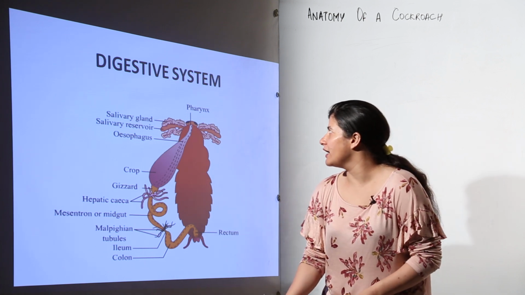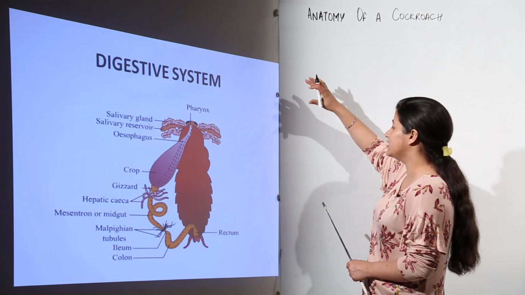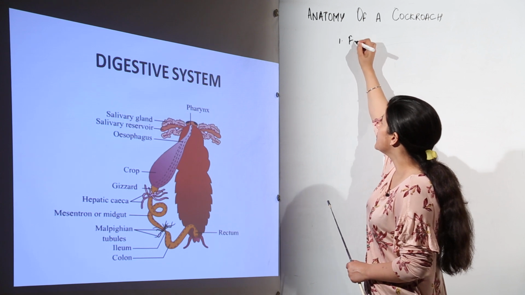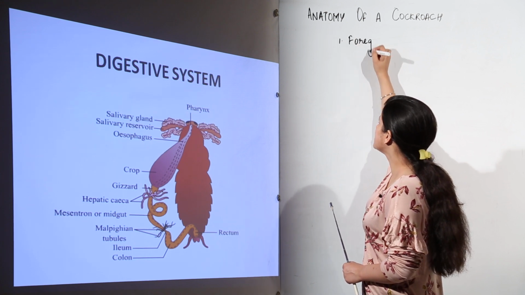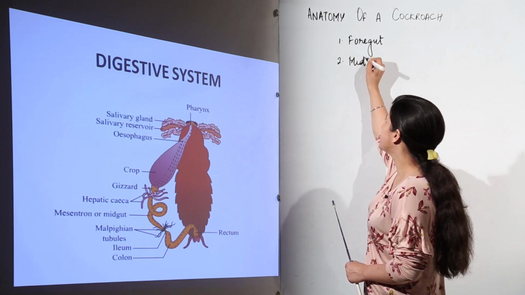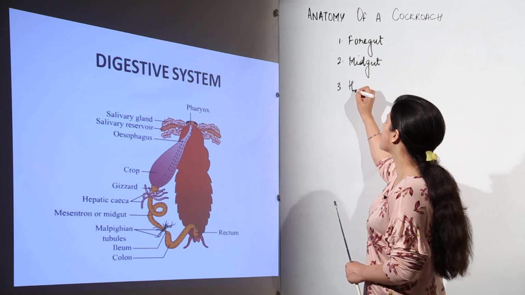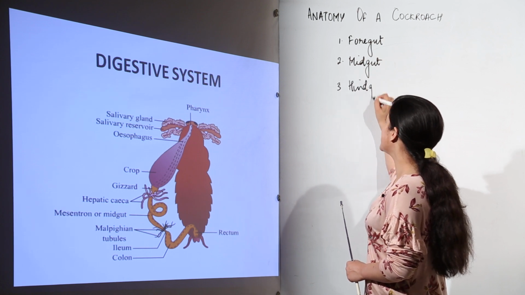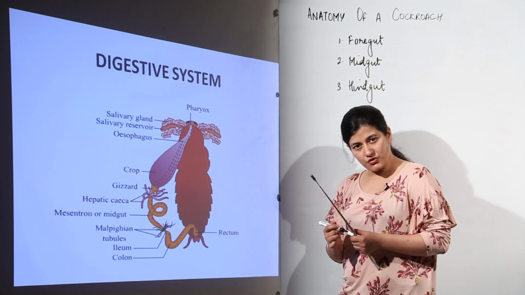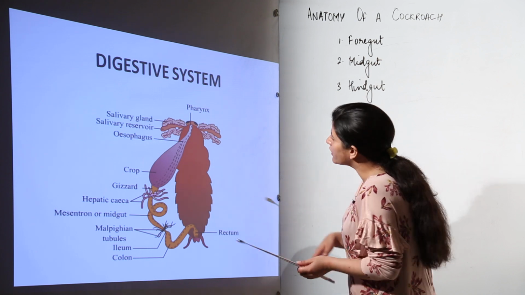The first thing you have to remember is that the entire canal is divided into foregut, midgut and hindgut. Whenever we study the digestive system, we study the alimentary canal and the glands associated with it. So one by one we are going to see.